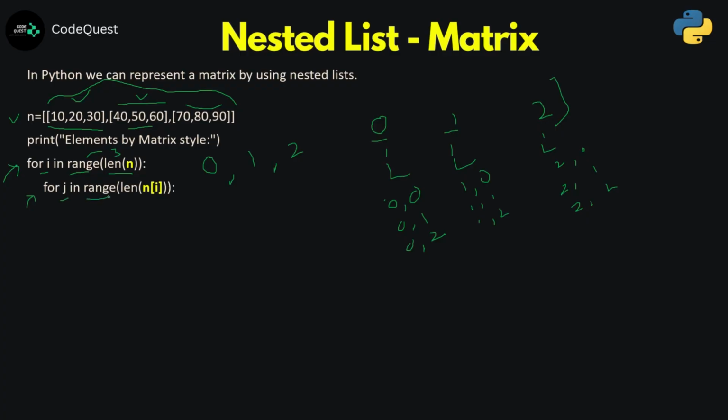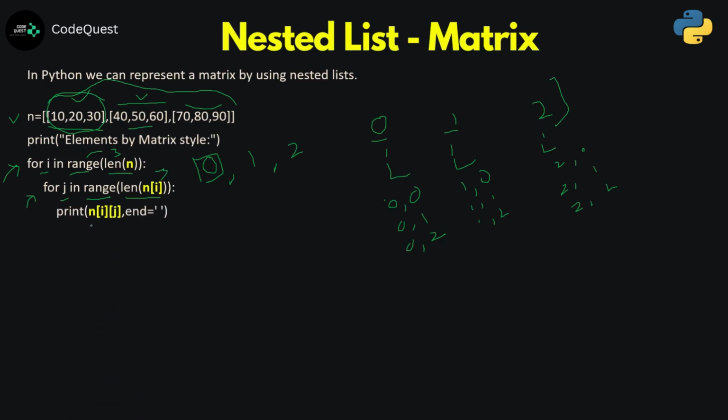Now we have the inner loop, which is going to be dealt with j, and we are writing range of len of n of i. So when this outer loop executes for the first time, what is the value of i? It is 0. Now when the inner loop executes, len of n of 0, n of 0 means I am referring to this entire list. So n of 0 is the first list, where how many elements are available? 3 elements. So this is going to be 3.